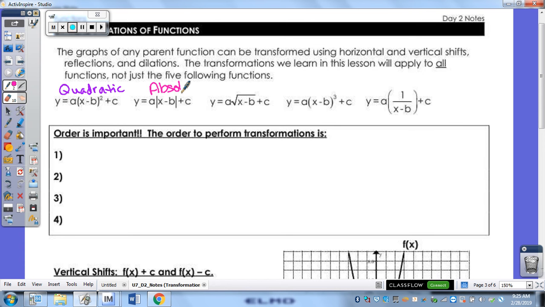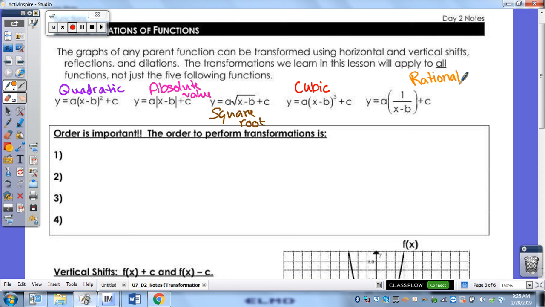This next one is our absolute value. This one is our square root. And then we got our cubic. And we got what we call our rational, our fraction one.